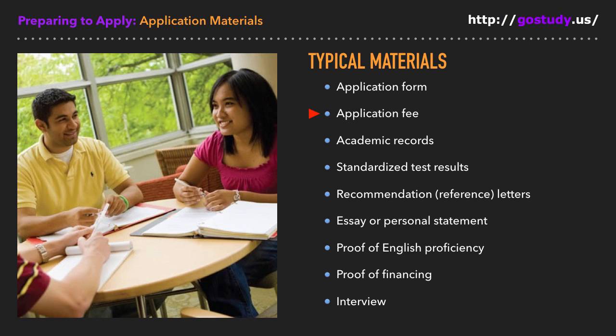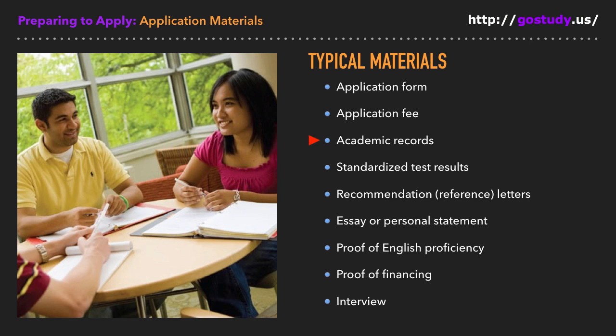Nearly all schools now charge a fee when you apply. The amount varies from school to school, but is usually between $30 and $90 US. Most application fees can be paid using a credit card, but many schools still also accept a bank check or money order. Application fees are not refundable, and if you don't pay, your application will not be processed.